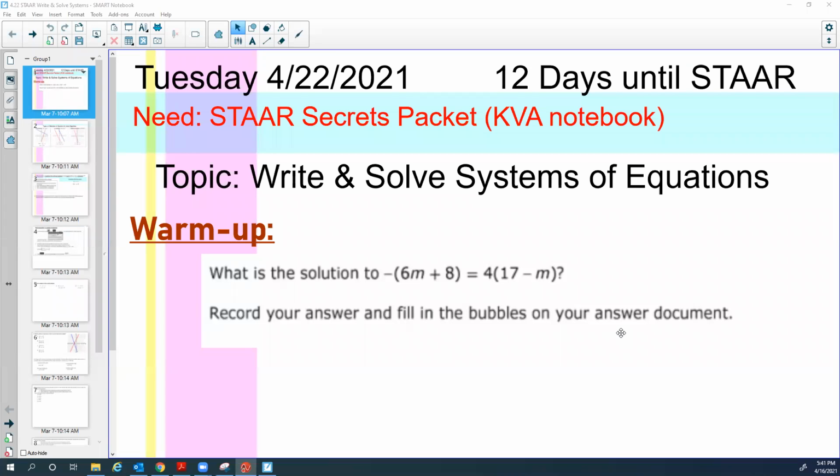All right, guys, so today we are talking about writing and solving systems of equations. Here's your warm-up on the board. Find the solution to negative 6m plus 8 equals 4, 17 minus m.